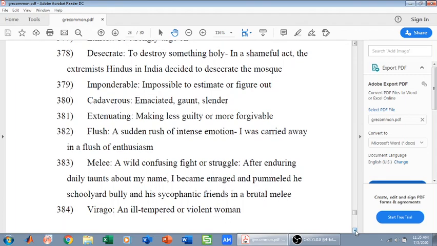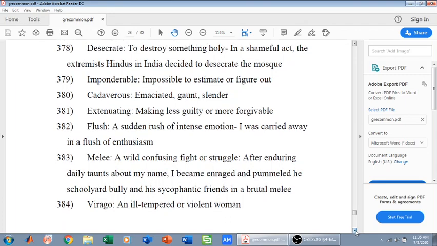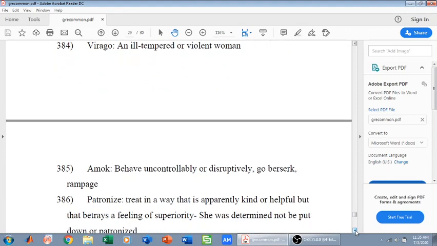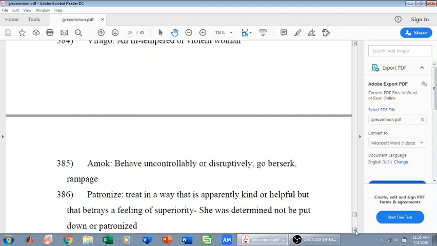Virago means an ill-tempered or violent woman. We move to the next word, which is amok. Amok means behave uncontrollably or disruptively. Go berserk. Rampage. Rampage is a synonym of amok. So amok means behave uncontrollably or disruptively.